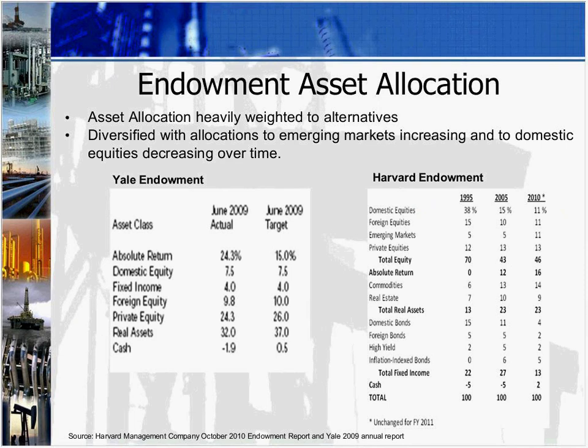So what is the asset allocation of Harvard and Yale? The asset allocation is highly weighted to alternatives. It's diversified with allocations to emerging markets increasing and allocations to domestic equities increasing over time. You can see here in the chart below, Yale, for example, had 24% in absolute return, 7% in domestic equity. Only 4% of the total asset allocation was in fixed income.